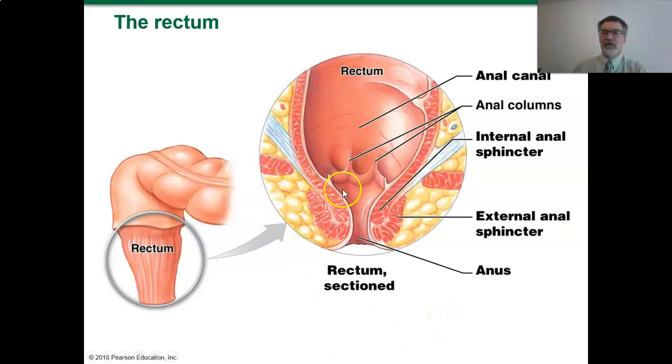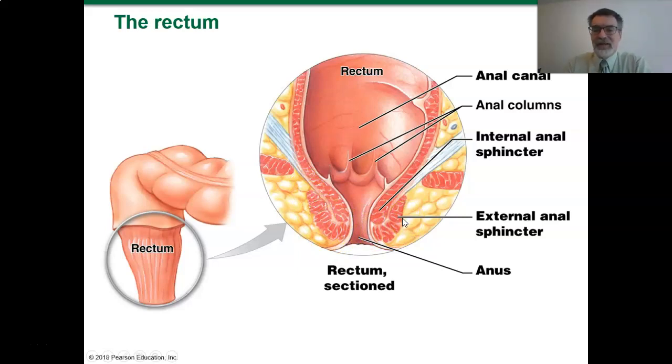Again, we got all these blood vessels. You can get that hemorrhoid forming in there. So here's our internal sphincter of the anal canal, smooth muscle, involuntary. External sphincter of the anal canal, skeletal muscle, so voluntary.